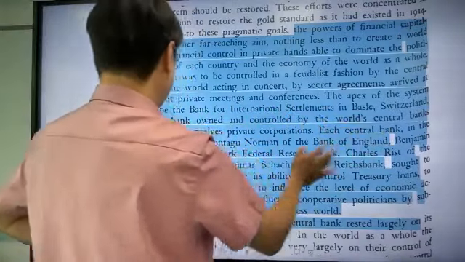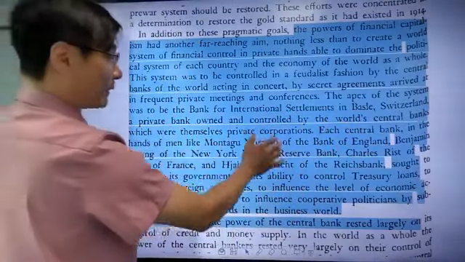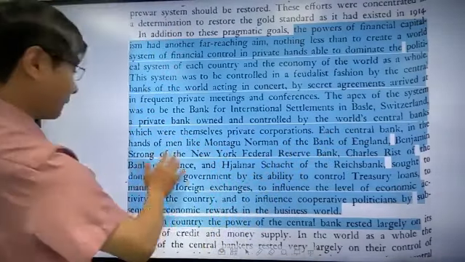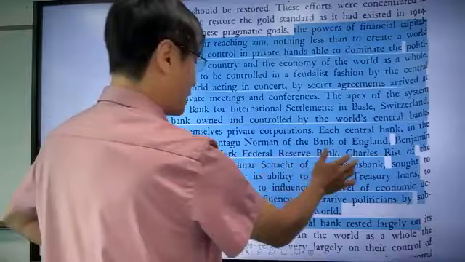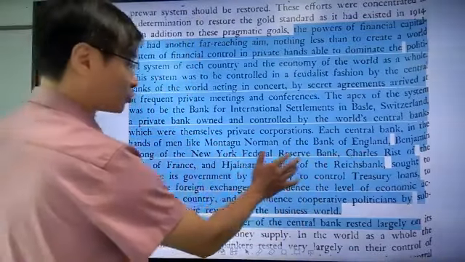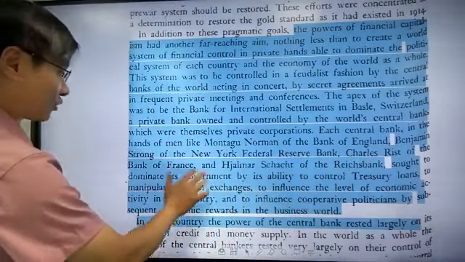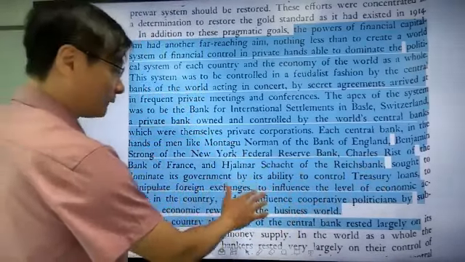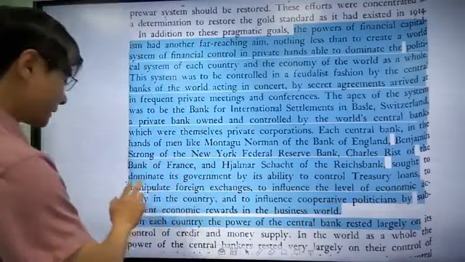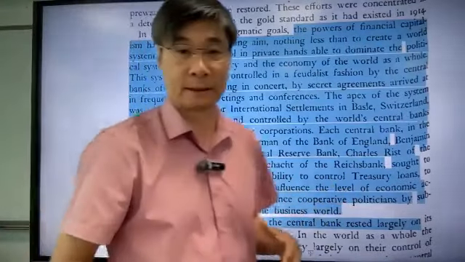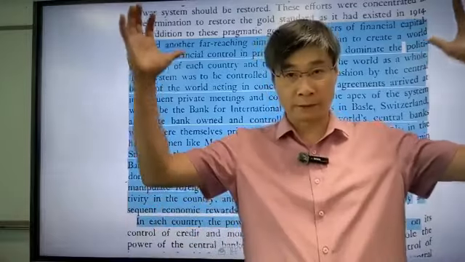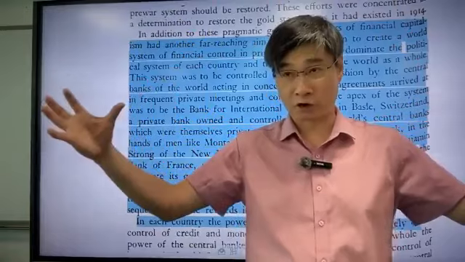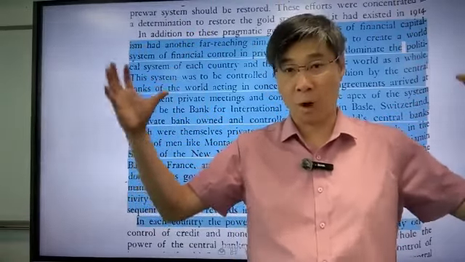Each central bank, in the hands of men like Montagu Norman of the Bank of England, Benjamin Strong of the New York Federal Reserve, Charles Rist of the Bank of France, and Hjalmar Schacht of the Reichsbank, sought to dominate its government by its ability to control treasury loans, to manipulate foreign exchanges, to influence the level of economic activity in the country, and to influence cooperative politicians by subsequent economic rewards in the business world. Okay, so in today's world, it's the central banks acting in concert that dictate financial, economic, and political policy all around the world.